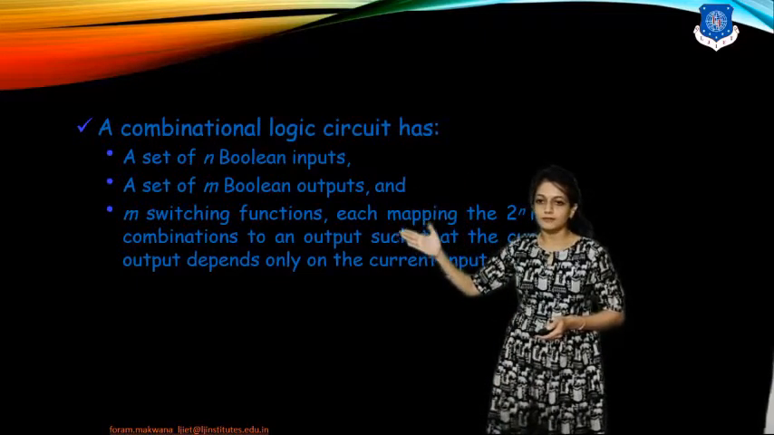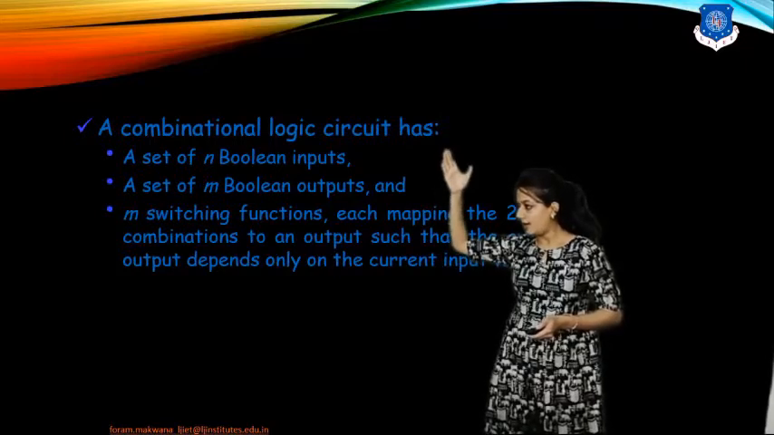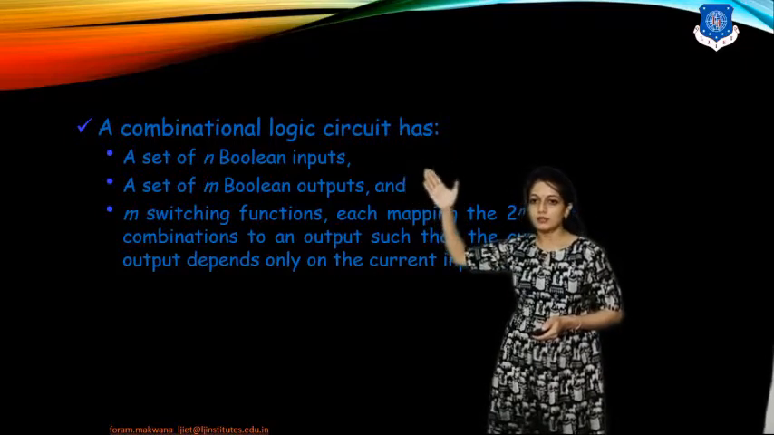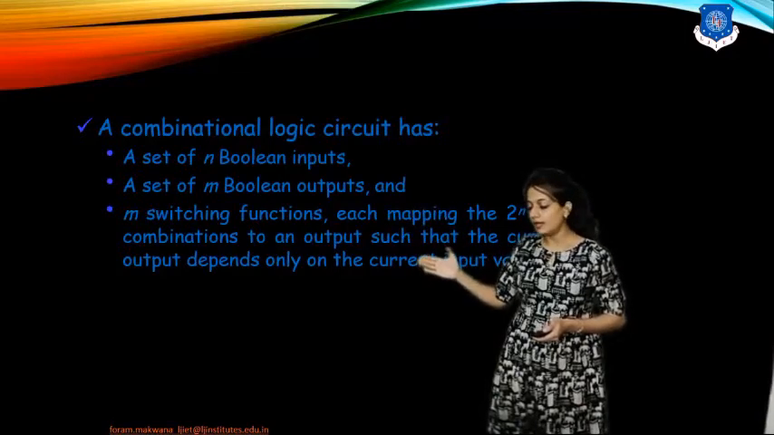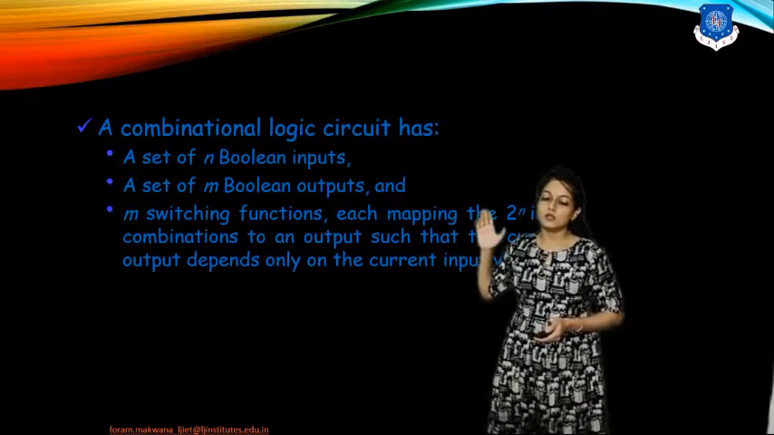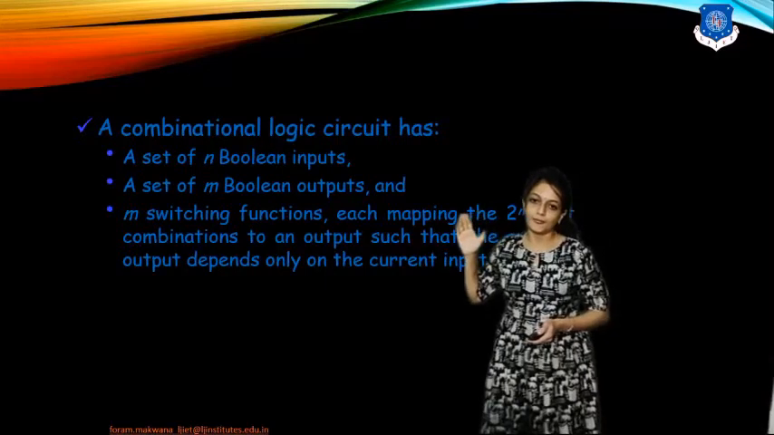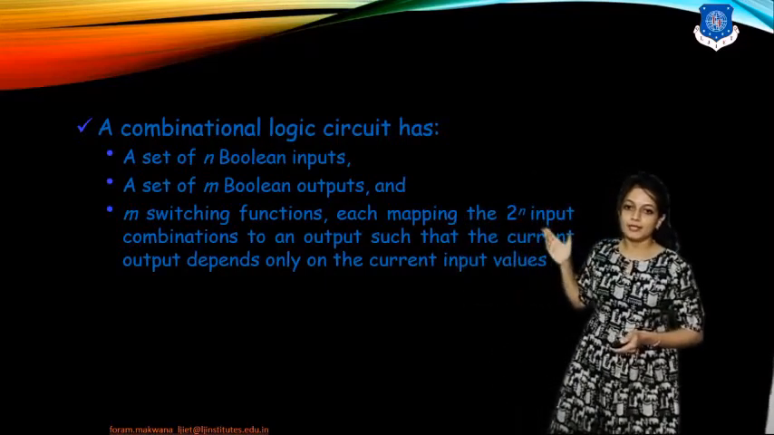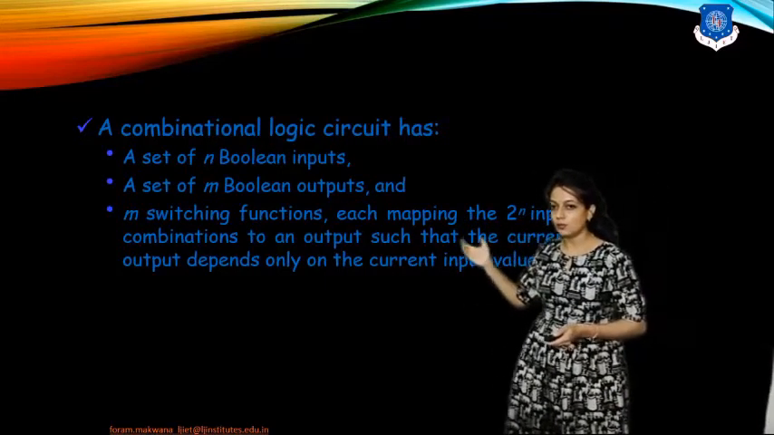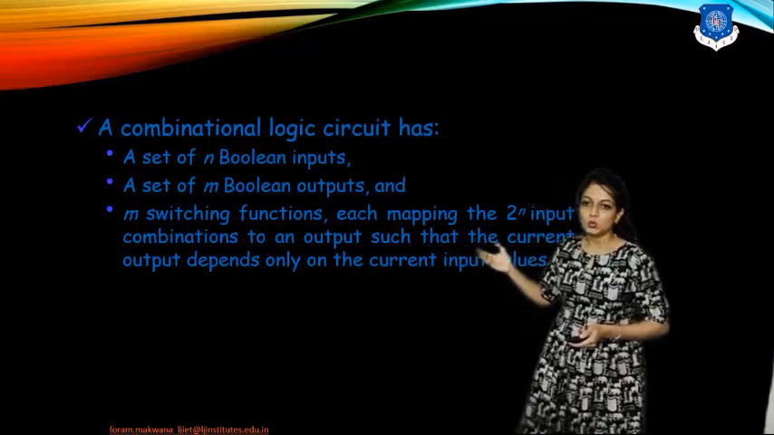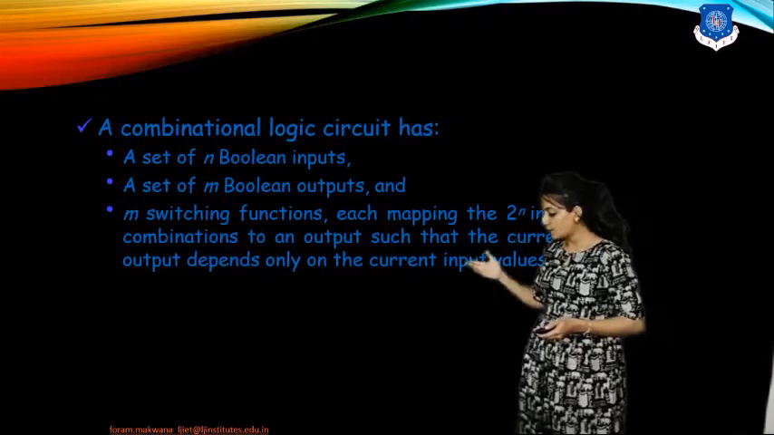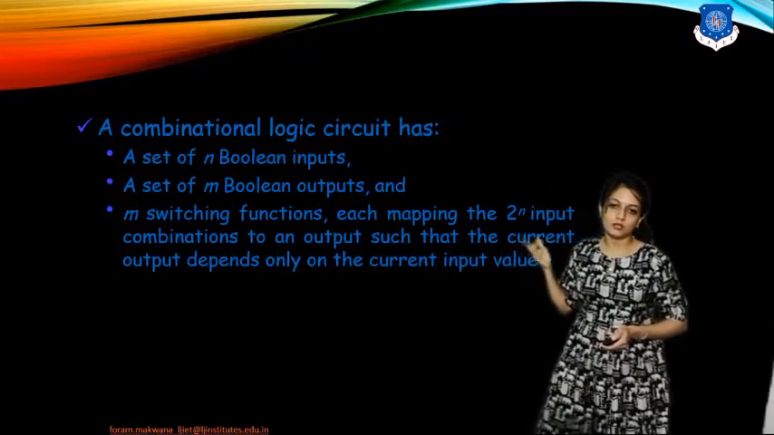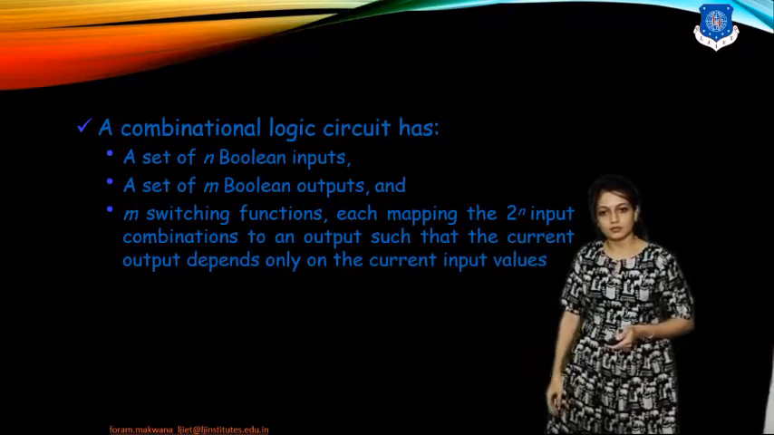In general, it has n boolean inputs, m boolean outputs, and m switching functions, each mapping the 2^n input combinations to an output such that my current output depends only on the current input values.